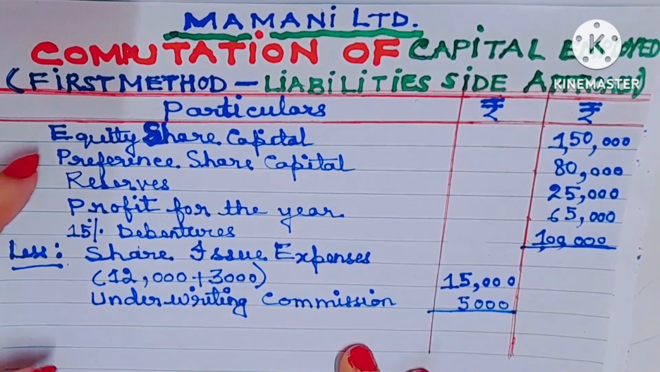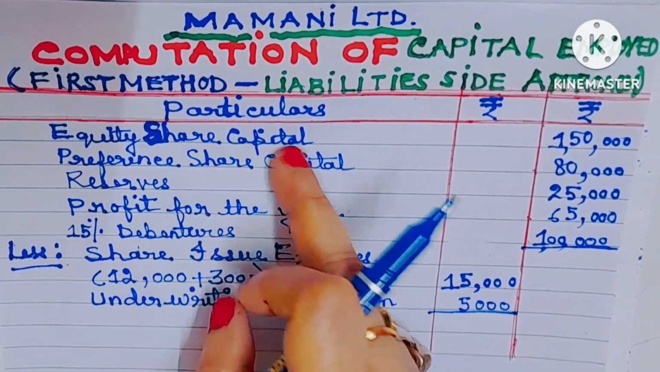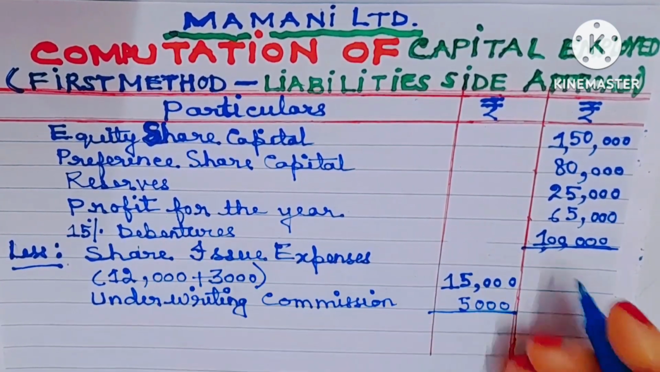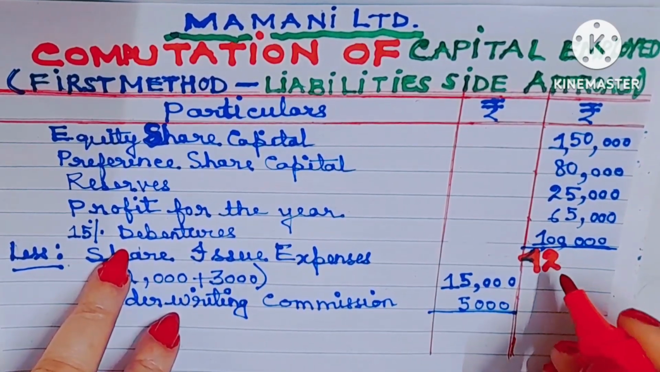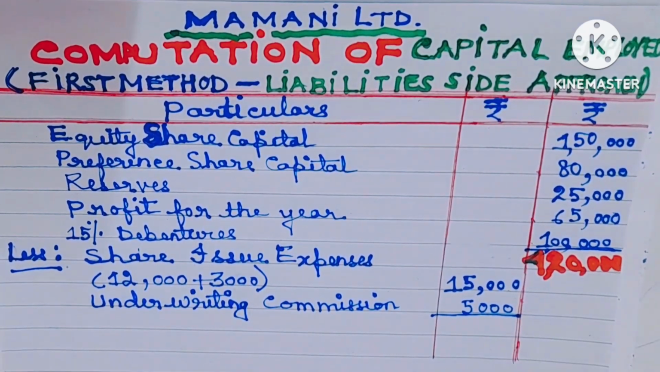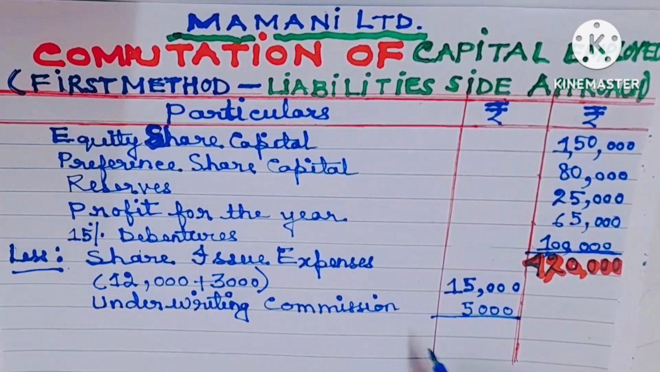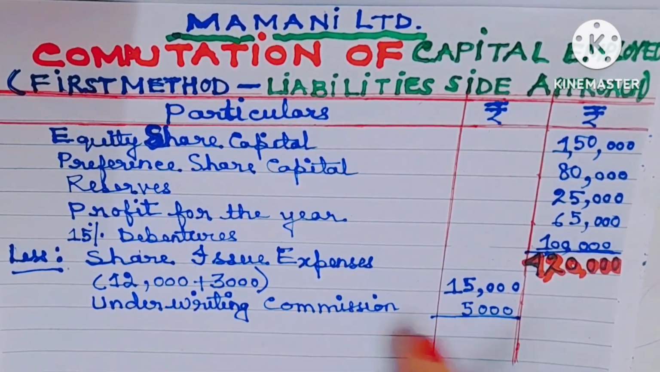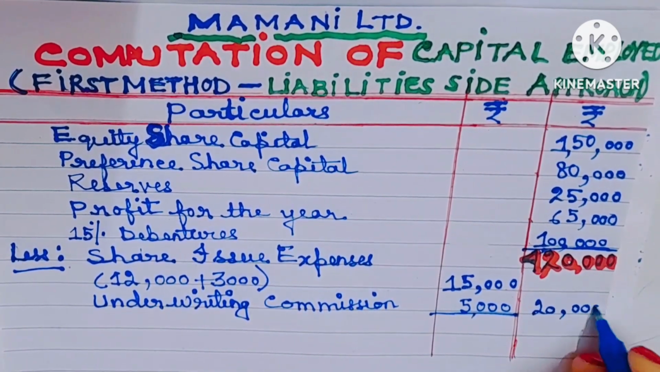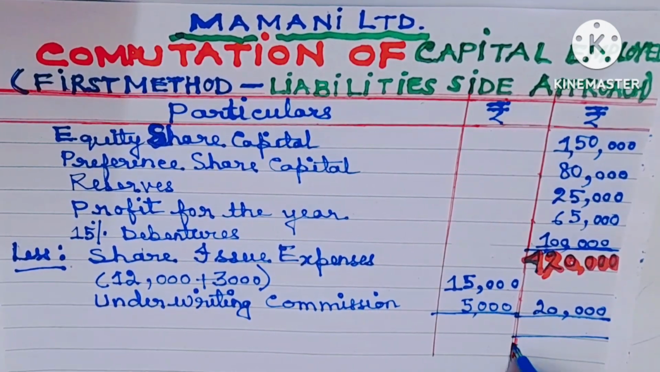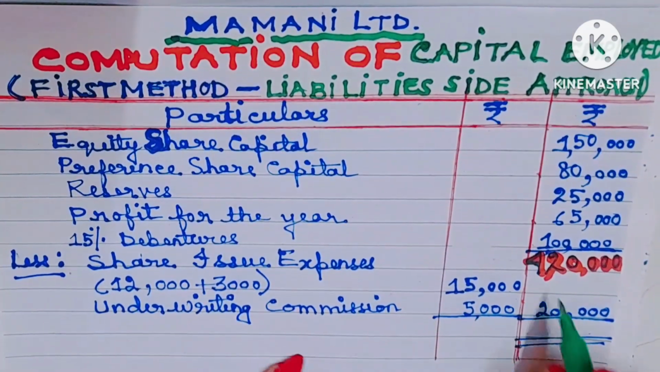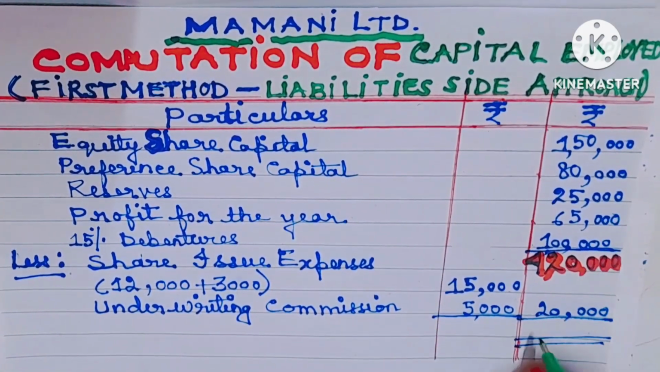Fine. If we add up equity share capital plus preference share capital plus reserves plus profit for the year plus 15% debentures, we'll get 4,20,000. If we add up share issue expenses and underwriting commission, we'll get 15,000 plus 5,000, 20,000. Now, if you deduct this rupees 20,000 from 4,20,000, we'll get 4 lakhs.